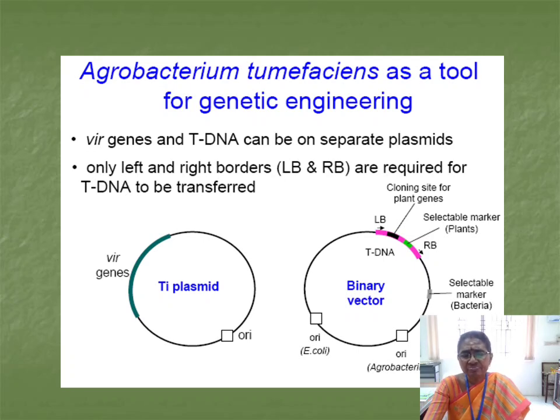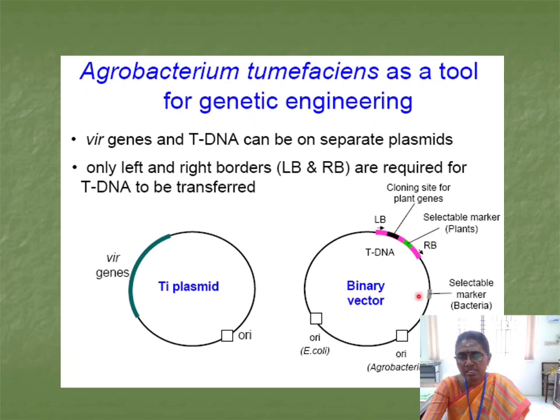For making the Ti plasmid into a small plasmid, we can have a binary vector system, where the vir genes and tDNA are on separate plasmids. In the case of the Ti plasmid, it will have only the vir genes in a separate plasmid with the origin of replication. Whereas in the binary vector, it will have an origin of replication in E. coli as well as an origin of replication for the agrobacterium. That means this vector could be multiplied in both bacterial systems, namely in E. coli as well as in the agrobacterium.